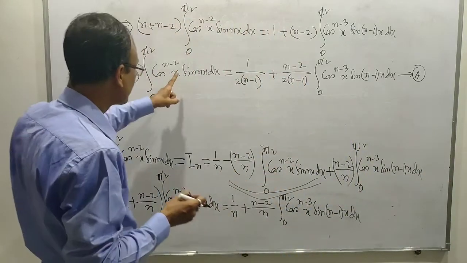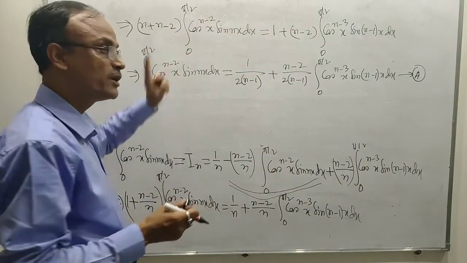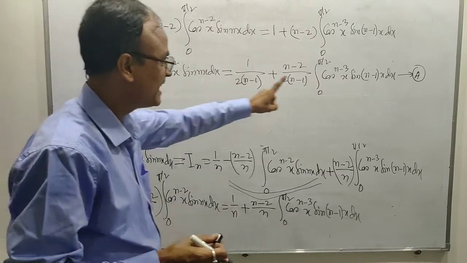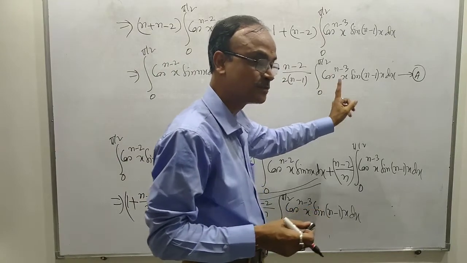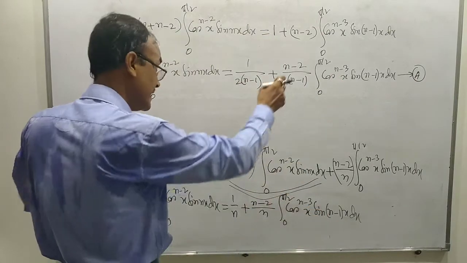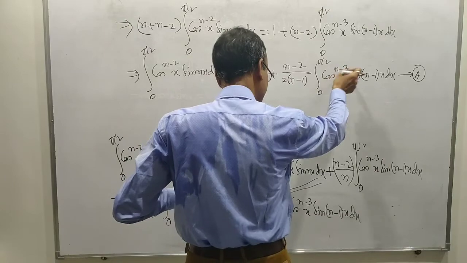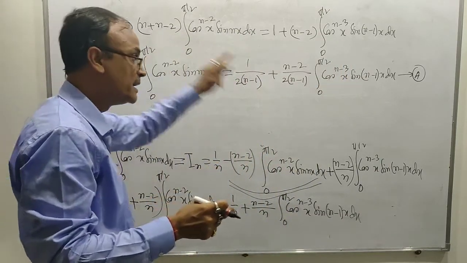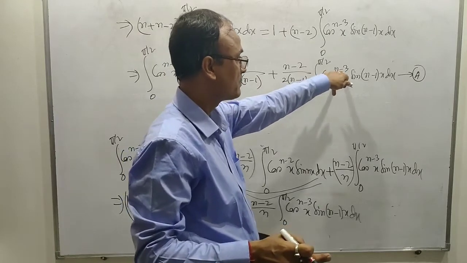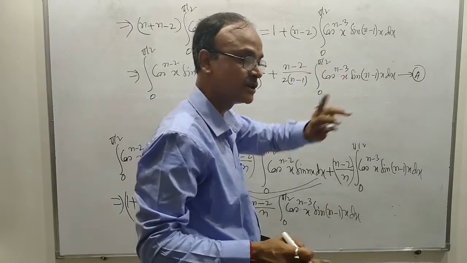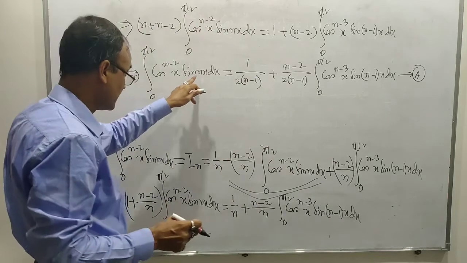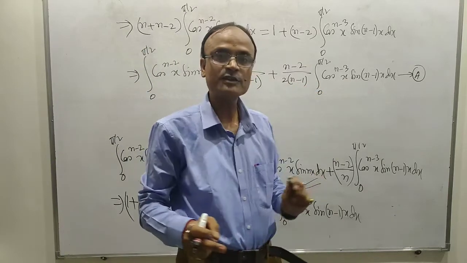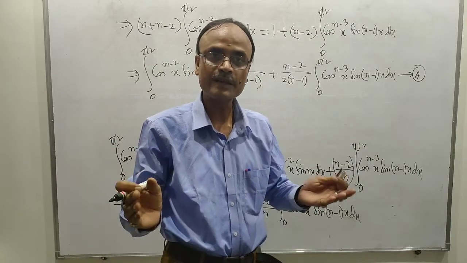You see here, cos x whole to the power n minus 2, nx. Observe this integral. Here n is reduced by 1. It is originally cos x whole to the power n minus 2. Finally, we have got n minus 3 also. Originally it was sin nx, now it is sin (n minus 1)x.